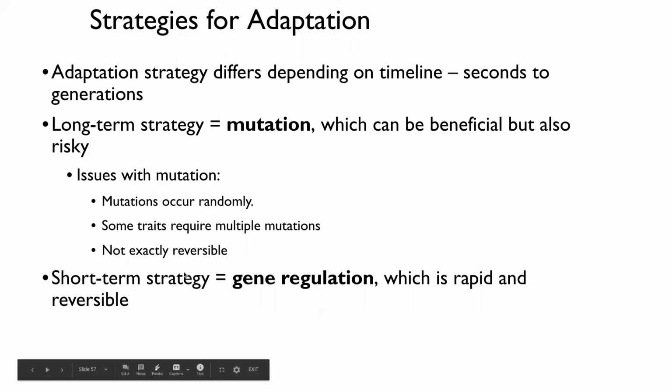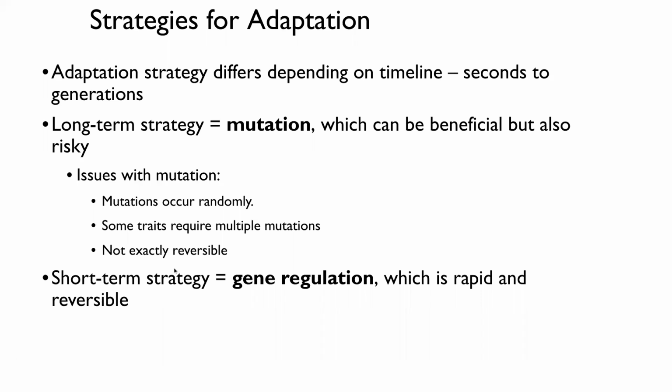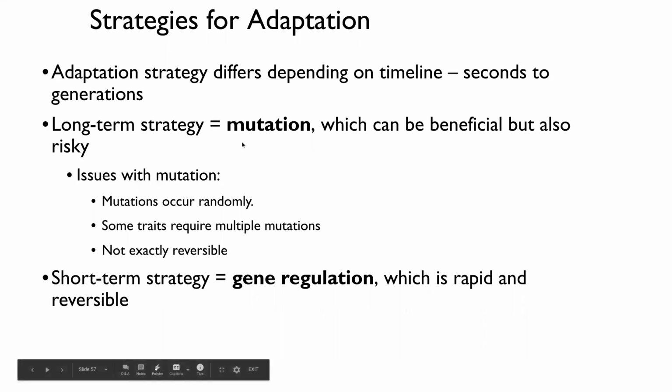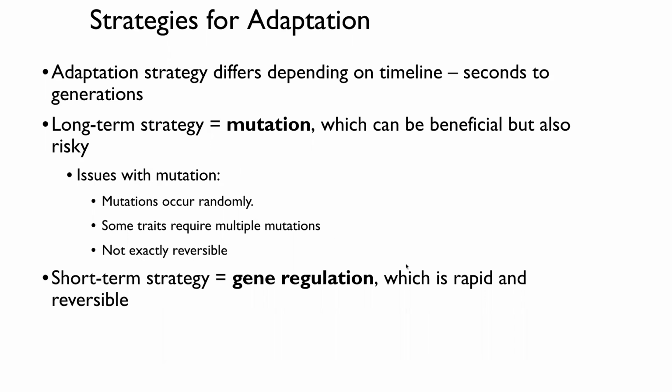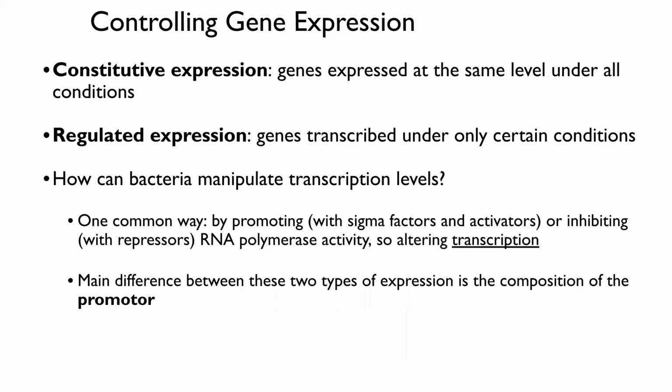This is in contrast to a short-term strategy, which is gene regulation. And so we're going to talk about both these today. We're first going to talk about this short-term strategy, and then we're going to talk about the long-term strategy. But gene regulation is rapid and reversible. So controlling gene expression is a very important part of any organism's physiology, not just a bacteria's, but also yours. And so we're going to focus on how bacteria do it.